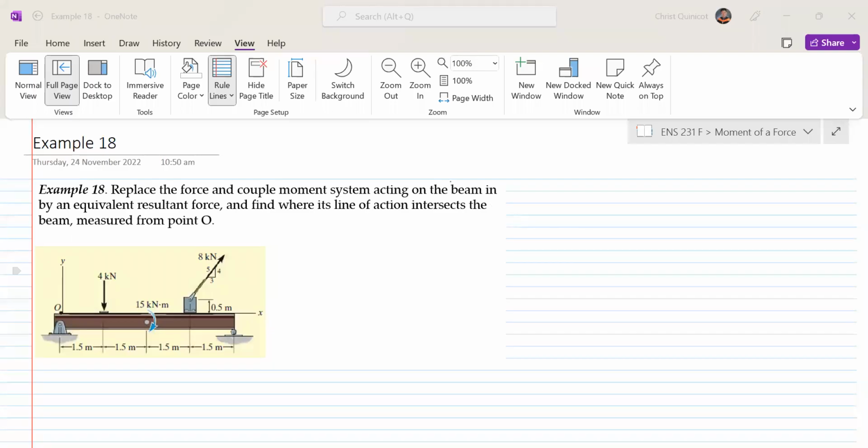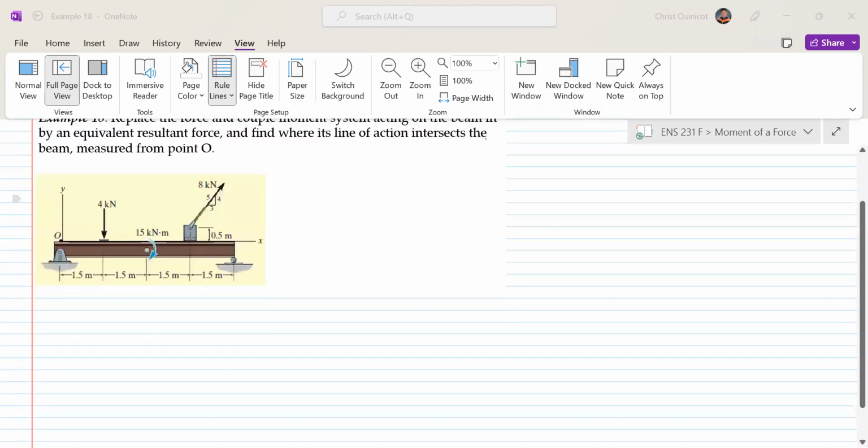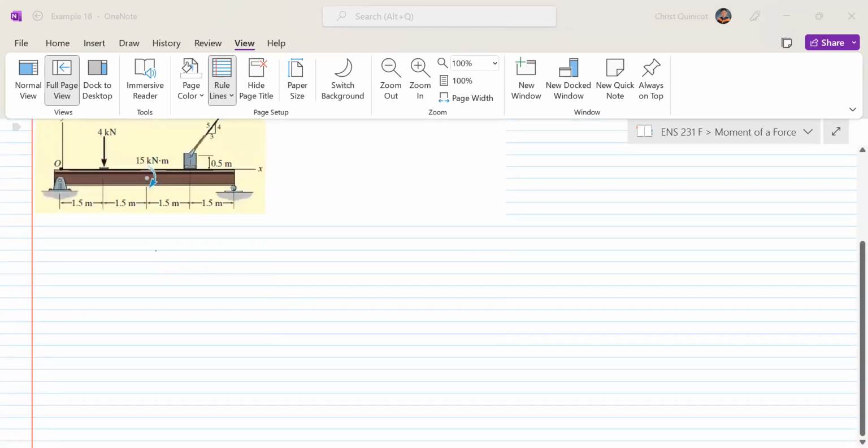Example 18. Replace the force and couple moment system acting on the beam by an equivalent resultant force and find where its line of action intersects the beam measured from point O. Okay, so first we'll find the resultant force, and everything else will follow.